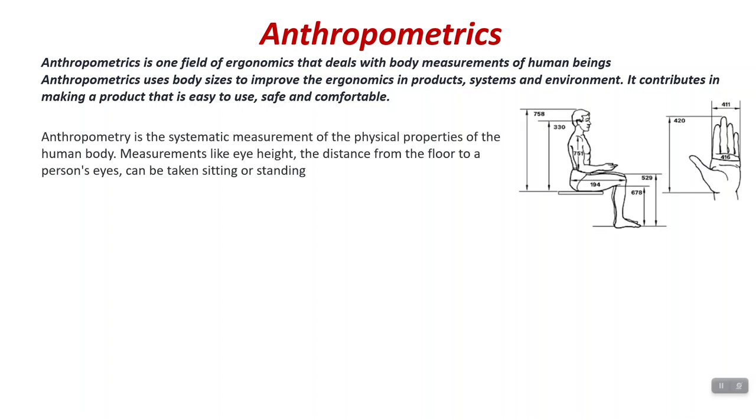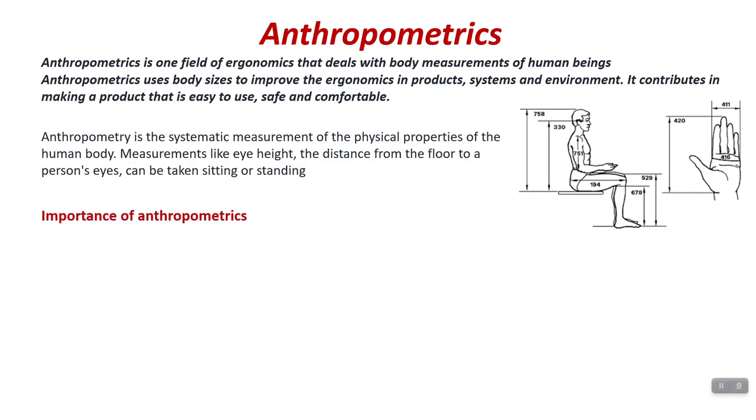So anthropometry is the systematic measurement of the physical properties of the human body. So before we design, we measure the body to make sure that the product we're going to make fits the body sizes. So measurements like the eye height, the distance from the floor to a person's eye, can be taken sitting or standing. So we measure the distance of the eyesight when the person is in a sitting position and when he is in a standing position to see the maximum and minimum eyesight he has.